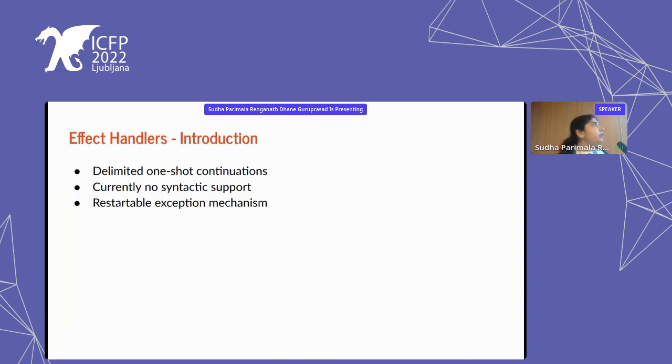Effect handlers are essentially one-shot continuations. Think of it as exceptions, only you can resume the exception. With an exception, you would essentially stop the program when you encounter it, but with effect handlers you can actually continue the program even when you encounter something that stops you. We will see with some examples.